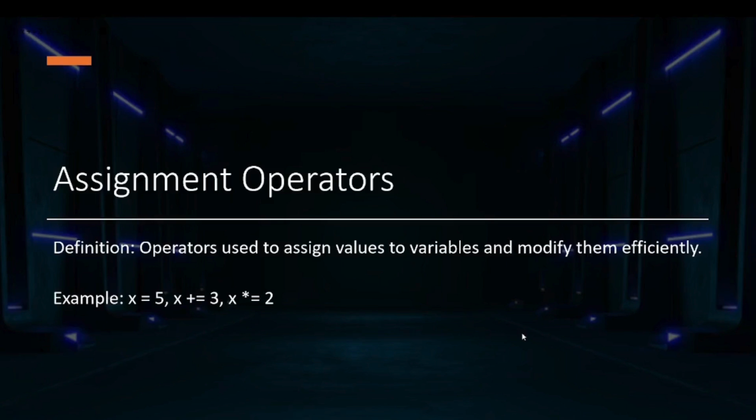Okay, the next one is assignment operators. Assignment operators are used to assign values to variables. The basic assignment operator is equals, but we can also combine operations like plus equals, minus equals, and also star equals to make things faster. Let's see this in code.